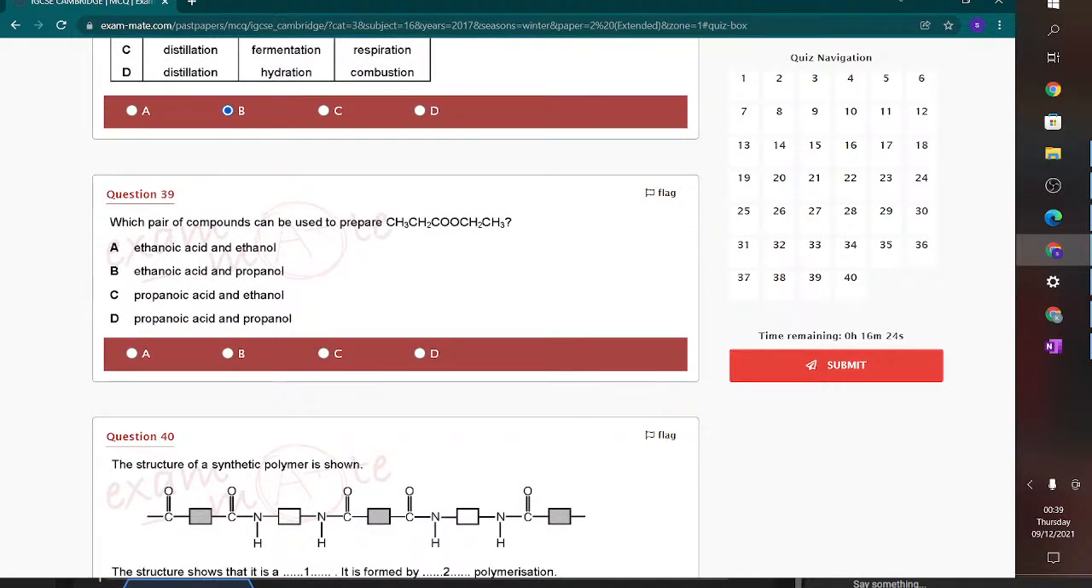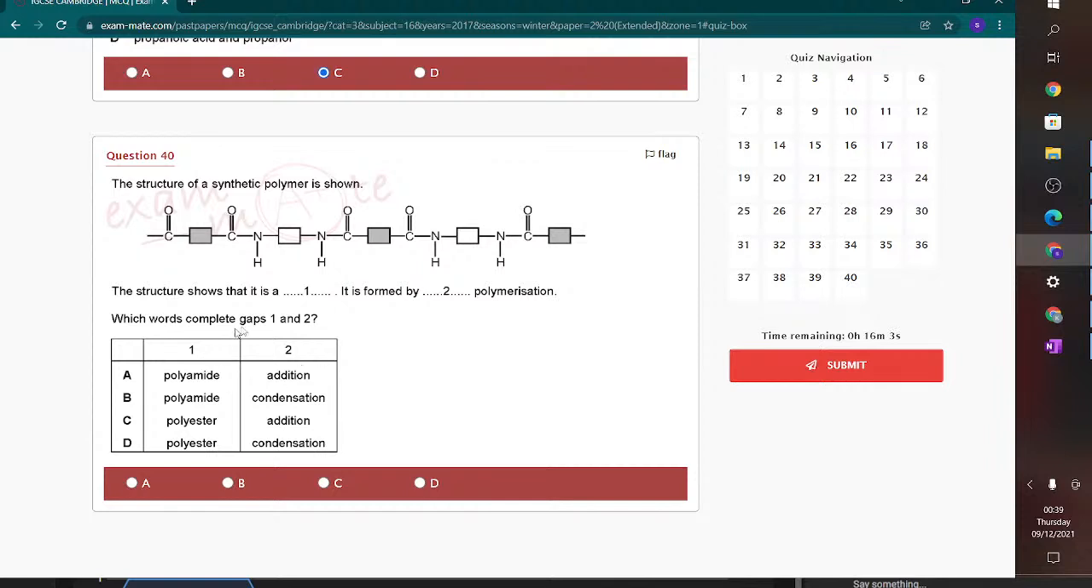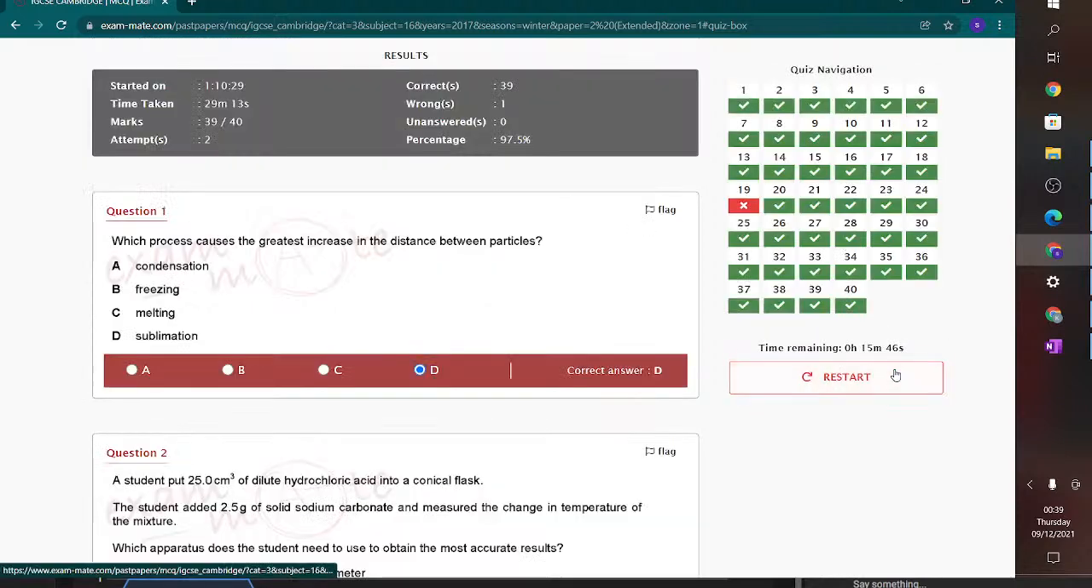Which pair of compounds can be used to prepare that? So we have a breakage here. This one, 1, 2, 3. That's three, so that's propanoic acid. And 1, 2, that's ethanol. So the answer is C. Hopefully, yeah. The structure shows that it is a polyamide. This bond is polyamide and is formed by condensation polymerization. Okay, let's check our answers.